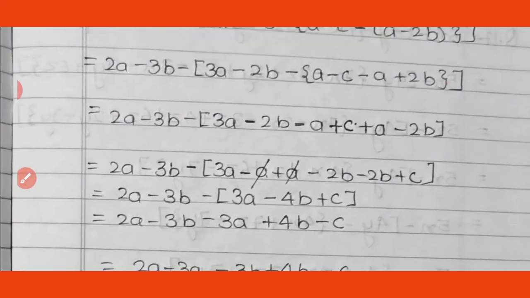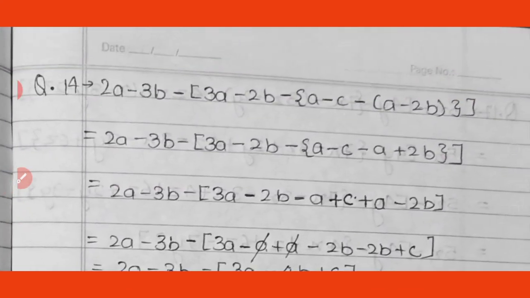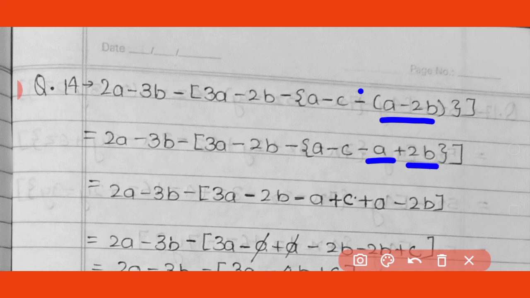Next, it has given 2a minus 3b minus, in the large bracket, 3a minus 2b minus, inside the curly bracket, a minus c minus, in a small bracket, a minus 2b, small bracket, curly bracket, and the large bracket. Now first we have to open this small bracket. The outside sign is minus, so whenever the bracket opens, each term's sign will be changed. So it becomes minus a and plus 2b. Now the curly bracket will open, and a minus sign is also given, so the inside terms will be changed.